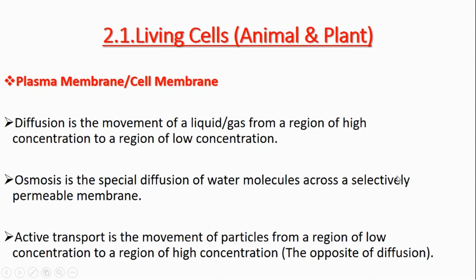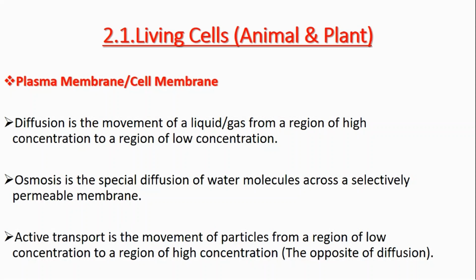Then we're looking at osmosis. Osmosis is a special diffusion of water molecules across a selectively permeable membrane. As you'll remember, the cell membrane was said to be selectively permeable. So if water is diffusing through the cell membrane, this is called osmosis. So osmosis and diffusion work the same. They go from a region of high concentration to a region of low concentration.